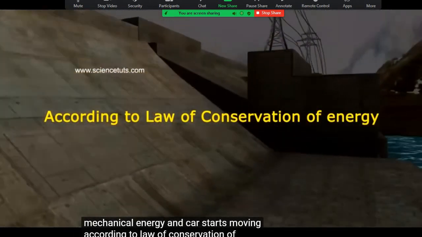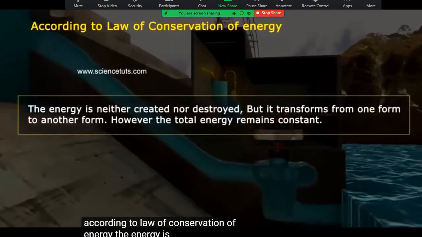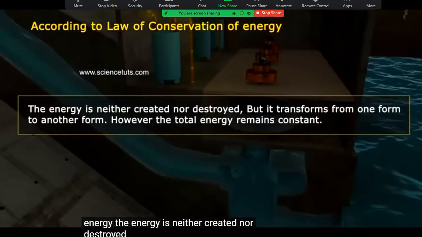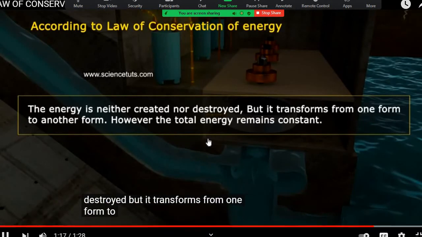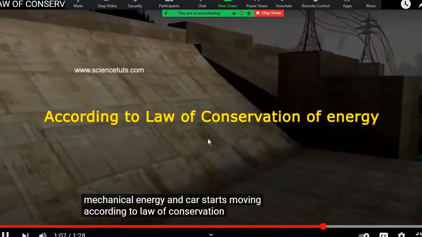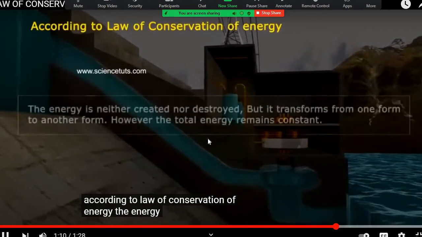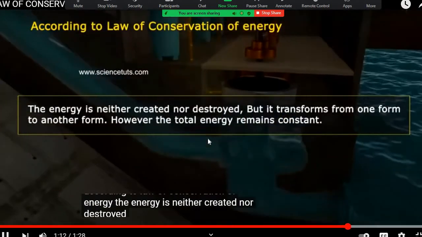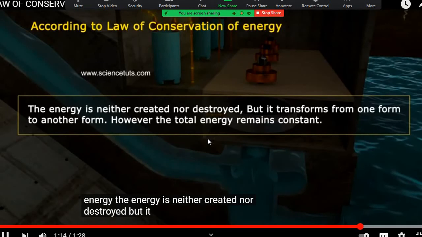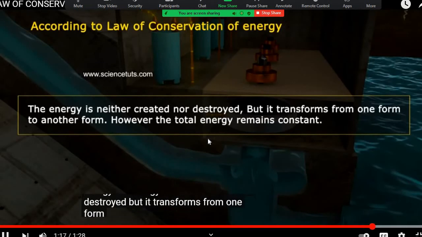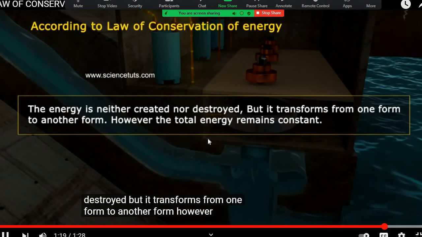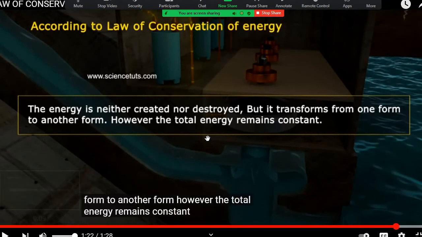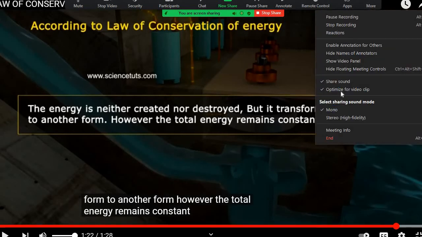According to the law of conservation of energy, the energy is neither created nor destroyed, but it transforms from one form to another form. Okay, however, guys, the total energy remains constant. From this video you can understand a little bit of an idea about the conservation of energy.